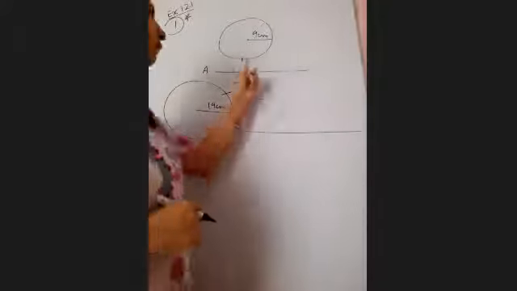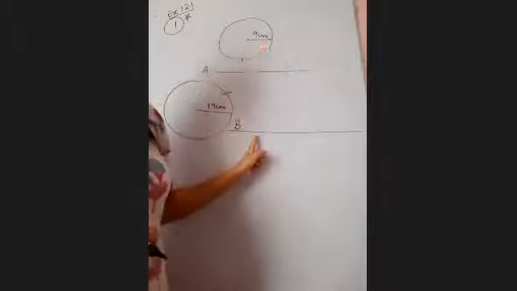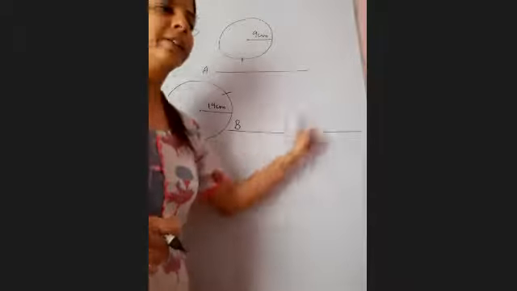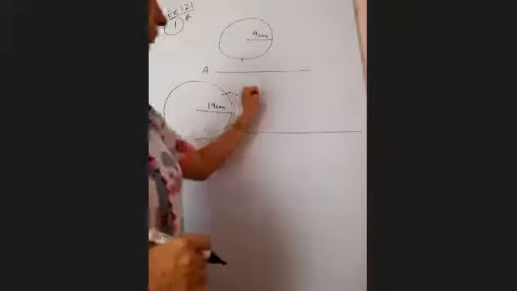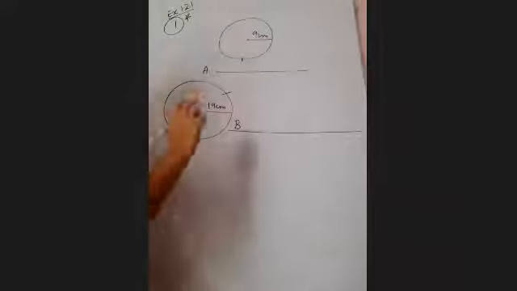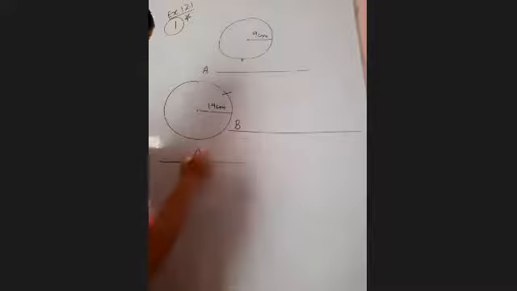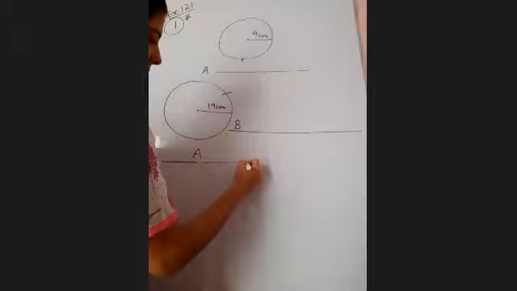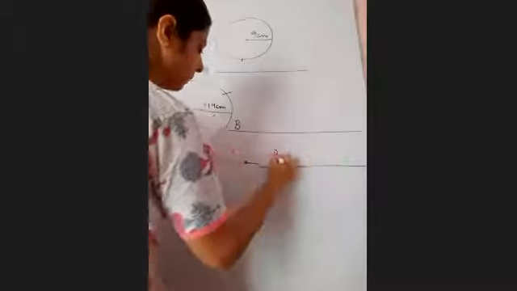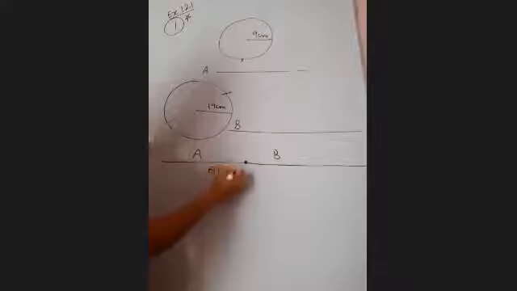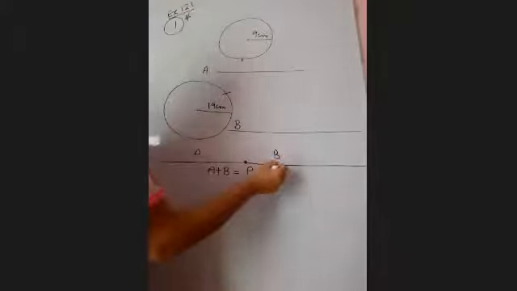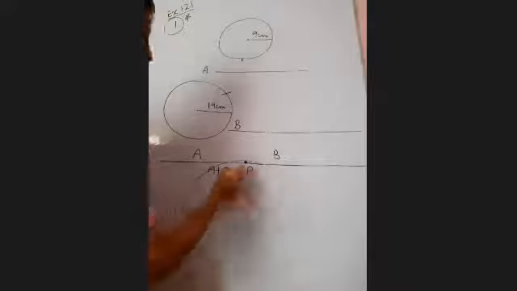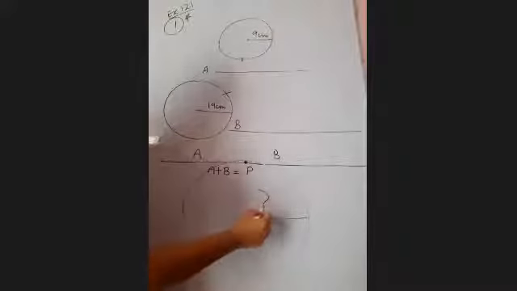Now they are asking, if you combine the circumferences of these two circles, you will get a third circle. According to you, that third circle should be bigger or smaller? Bigger. We have to find the radius of that new circle. You have this length A, and you're joining this length B, such that A plus B is a new length, let's say P. With this total length P, you're making a new circle. We have to find the radius of this new circle.